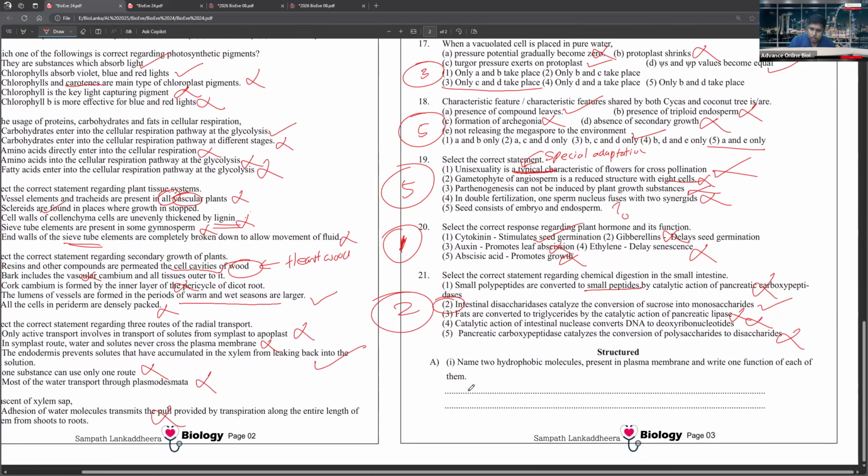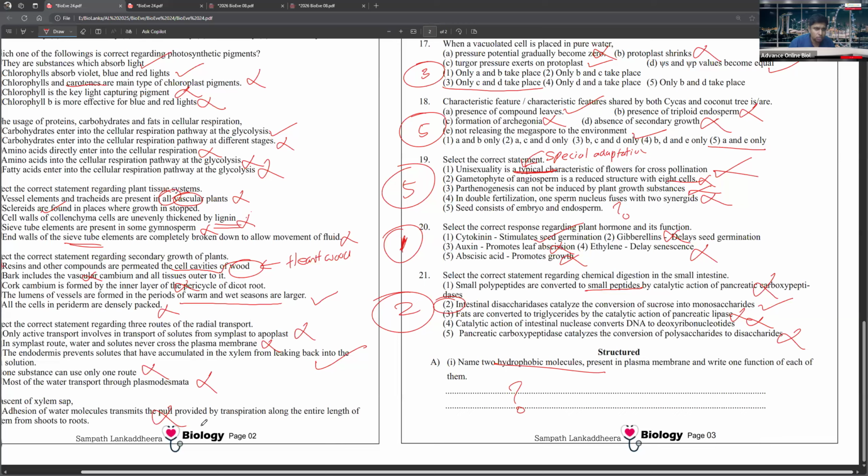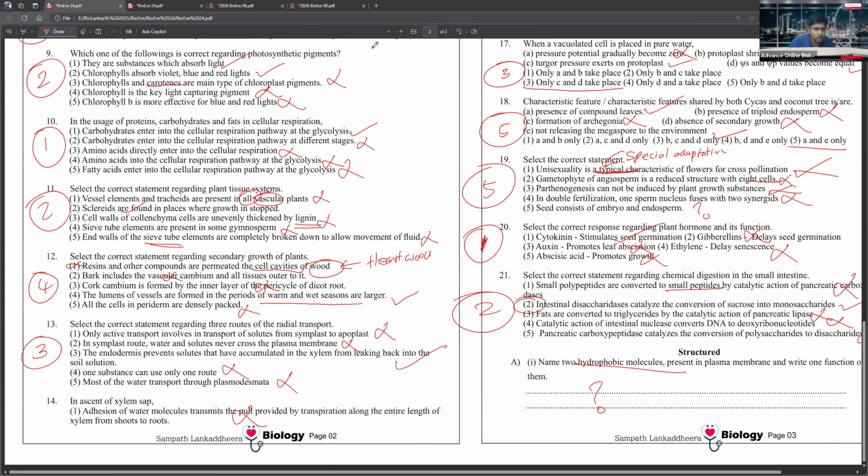Name two hydrophobic molecules present in plasma membrane. The question is not very correct, people. Anyway, you can take phospholipids, glycolipids, and then cholesterol, hydrocarbon chains. So that question is wrong. I'm moving to the next part. I'll skip that.